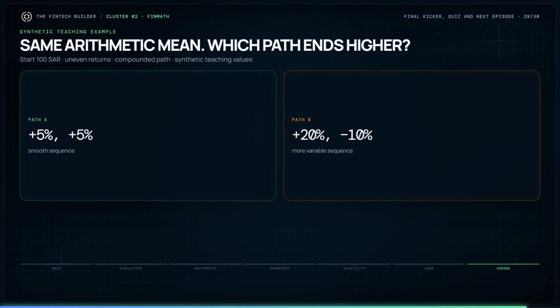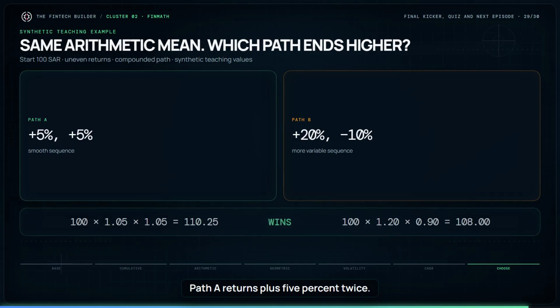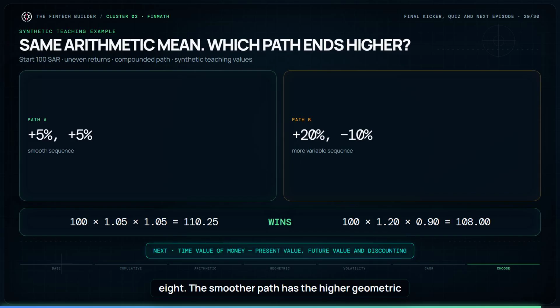Now the quiz. Path A returns plus 5% twice. Path B returns plus 20%, then minus 10%. Both arithmetic means are 5%. Which path ends with more money? Path A ends at 110.25. Path B ends at 108. The smoother path has the higher geometric mean and the higher cumulative return.